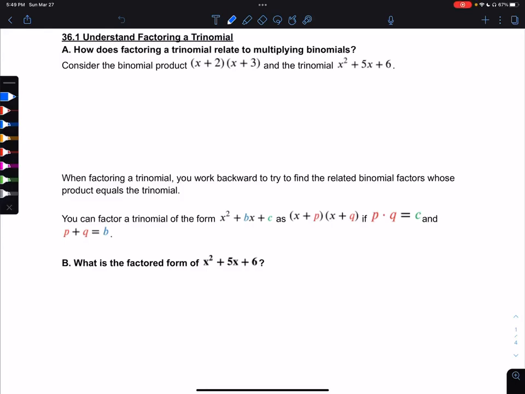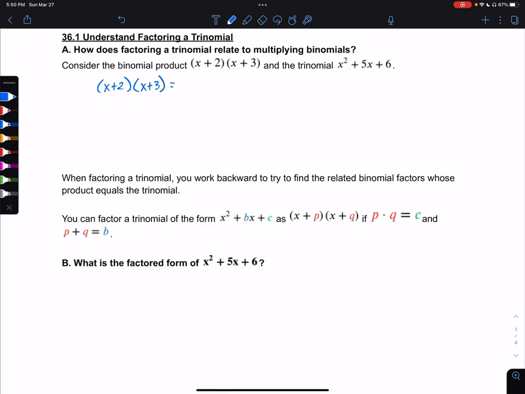In this video, we're going to look at topic 36, example 1, understand factoring a trinomial. Part A, how does factoring a trinomial relate to multiplying binomials? Consider the binomial product x plus 2 times the quantity x plus 3 and the trinomial x squared plus 5x plus 6. So we're going to look at x plus 2 and x plus 3, each of those quantities.